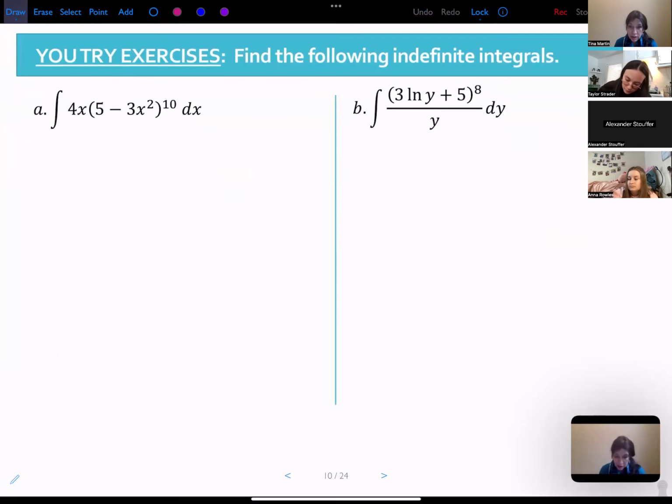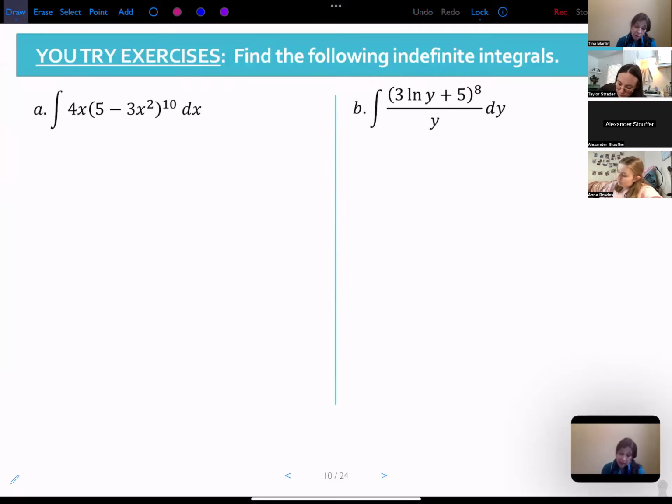Okay, if there are no questions, then we are going to go to these two you try exercises. The first one is find the indefinite integral on the left of 4x times 5 minus 3x squared raised to the 10th. The numbers won't quite match, but you should be able to find an inside function, let that be u, and then the derivative. The second integral is a little ugly looking, but again, focus on the composition piece, take the inside, let that be u, and then the derivative should fall out for you.